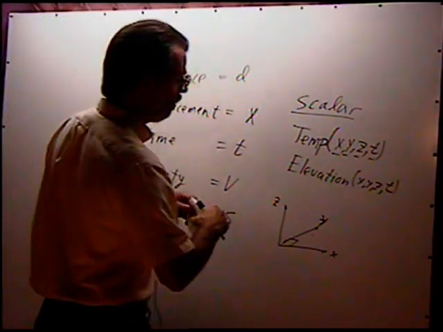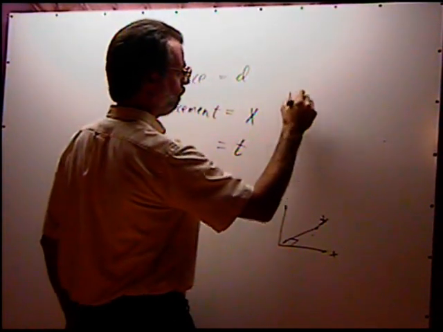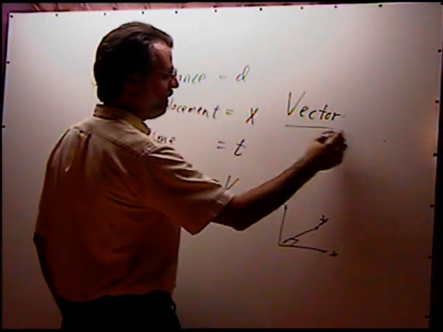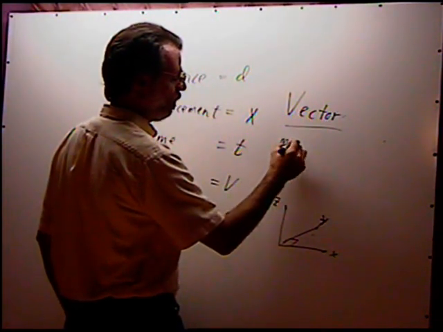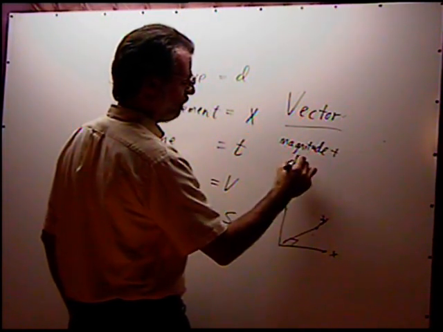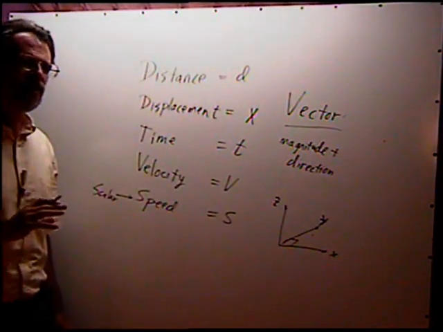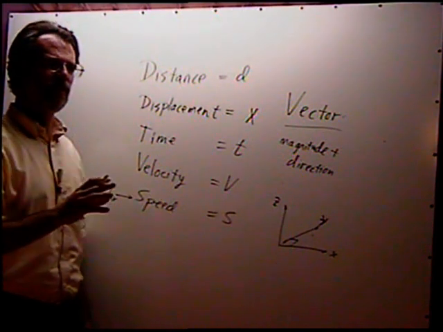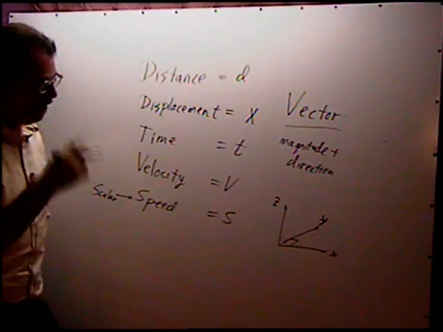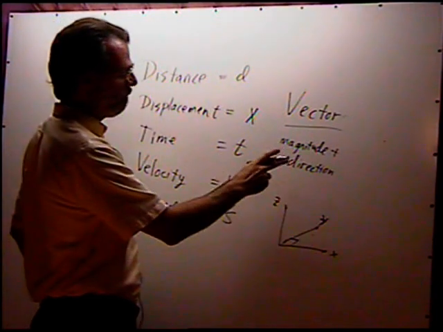Now we compare that to a vector. A vector is a quantity that has what we call a magnitude and a direction. This is really a kind of a loose definition of a vector. There's a much more rigid mathematical definition, but for our purposes, this works well. That is, it has a magnitude and a direction.